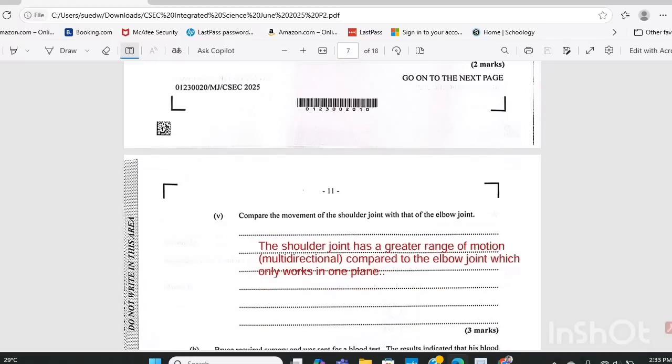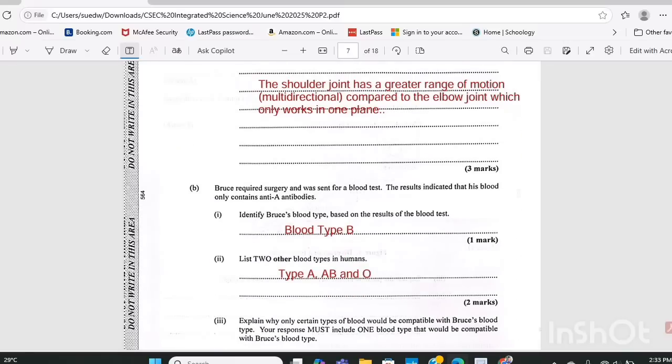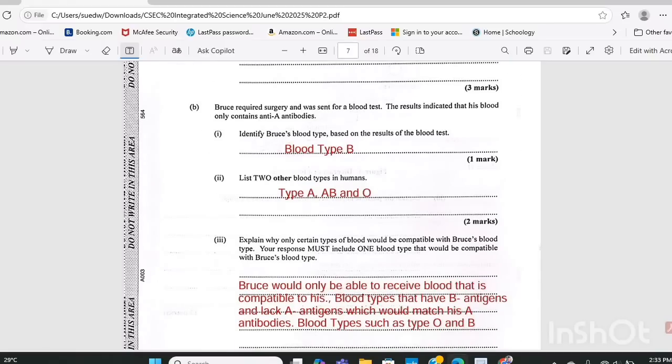The next part of the question asks us to compare the movement of the shoulder joint with that of the elbow joint. The answer would be the shoulder joint has a greater range of motion, which is multidirectional, compared to the elbow joint, which works in only one plane. That's 3 marks.